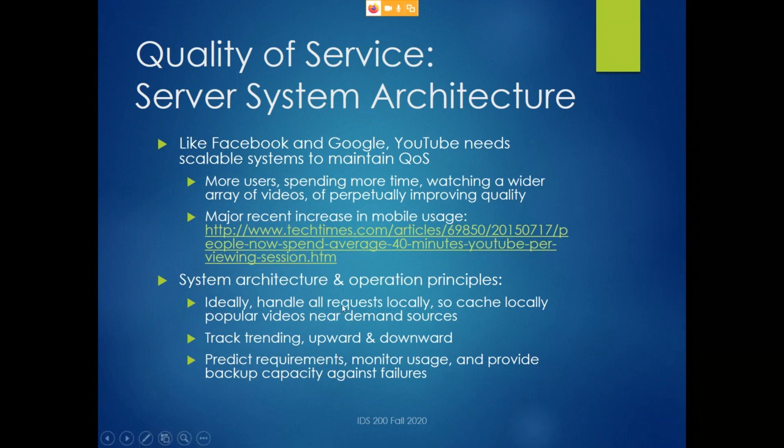So the basic principles, number one, as far as it can do it, handle all requests locally. So videos that are locally popular get cached near their demand sources. For example, if you have some Finnish language news segment that's uploaded to YouTube, unless there's a really good reason for people around the world to watch it, well, it's in the language of Finland, which is a tiny country and about the only place in the world where anybody speaks Finnish. And so you're going to put it in whatever kind of data center you have up around there. Maybe they have one in Helsinki these days.